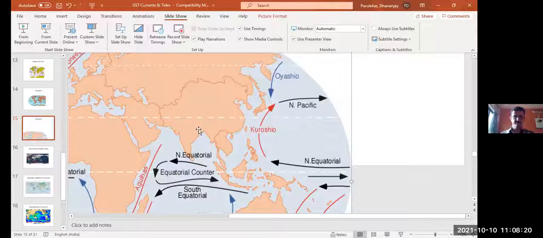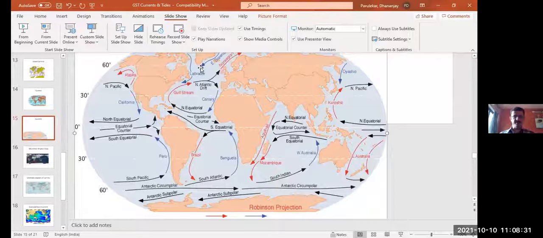So that we are back to the normal. Okay, so basically friends, we covered quite a few currents, all right, starting from Pacific, then coming to Atlantic, then coming to Indian Ocean, and then coming to Far East. Correct, all of you? Yes, sir.